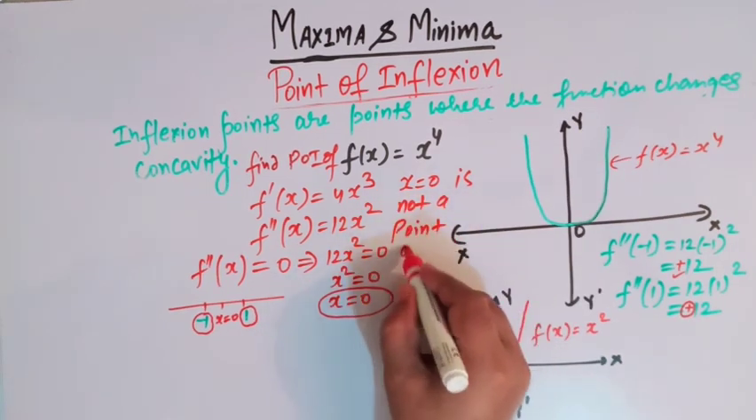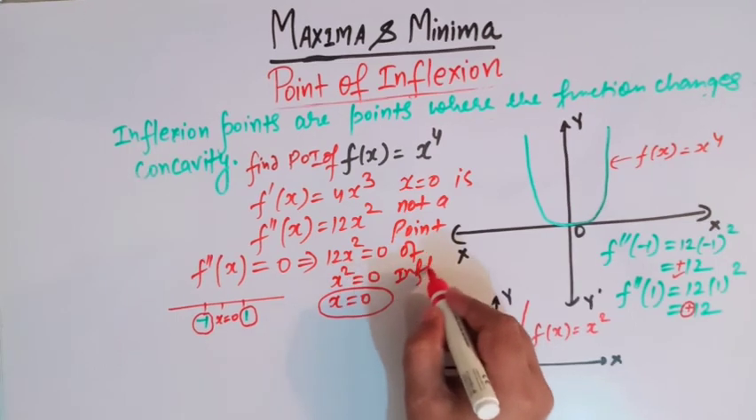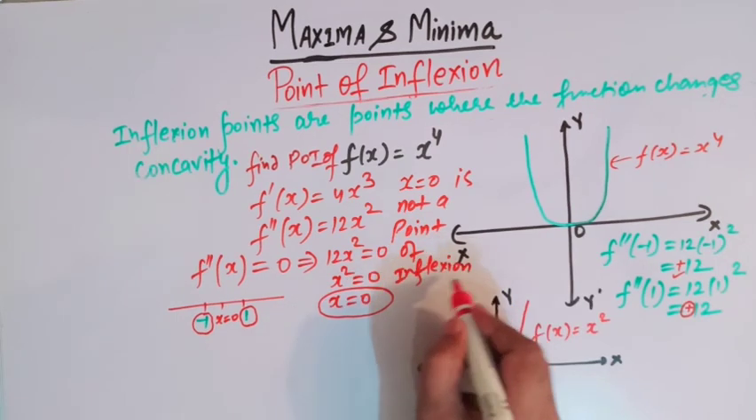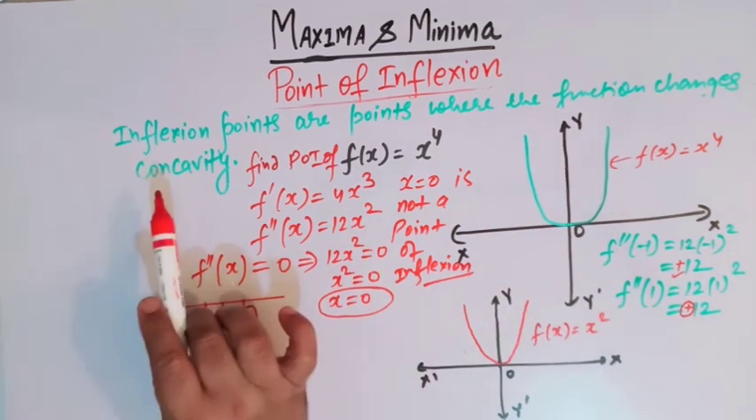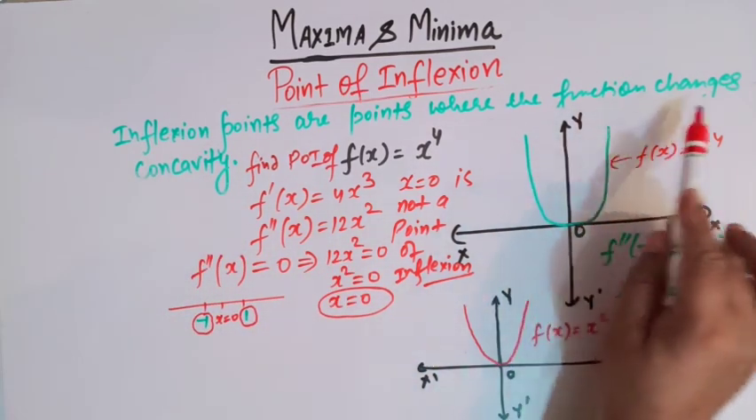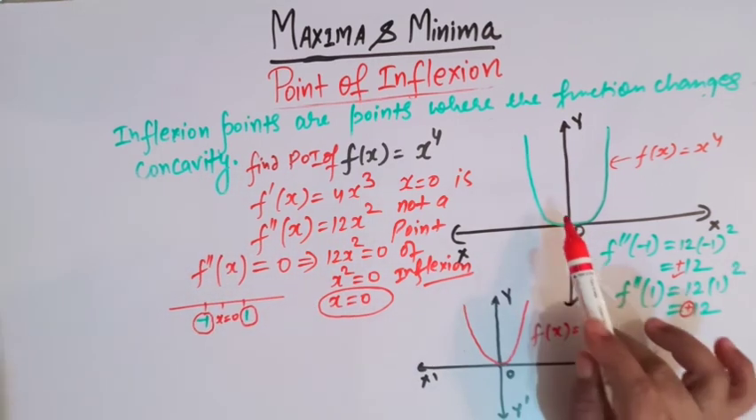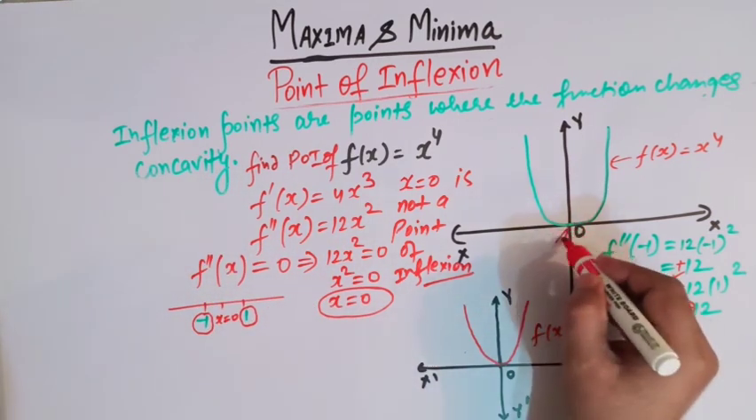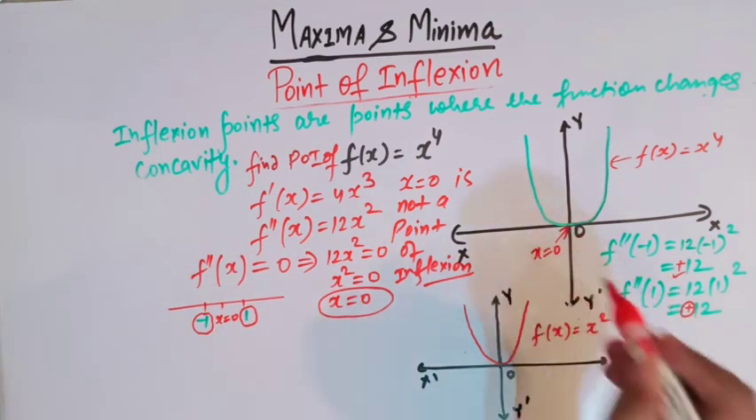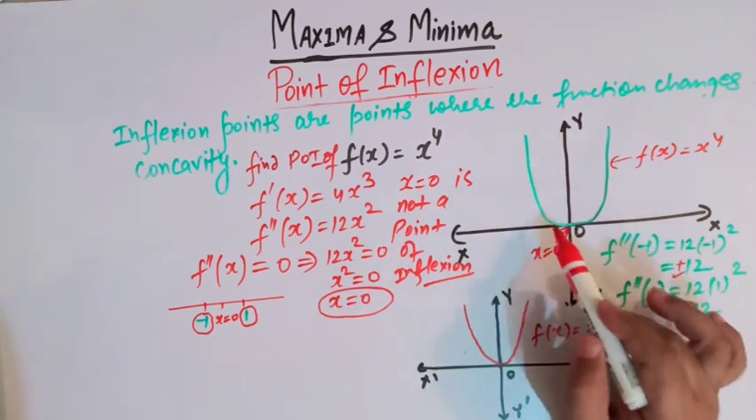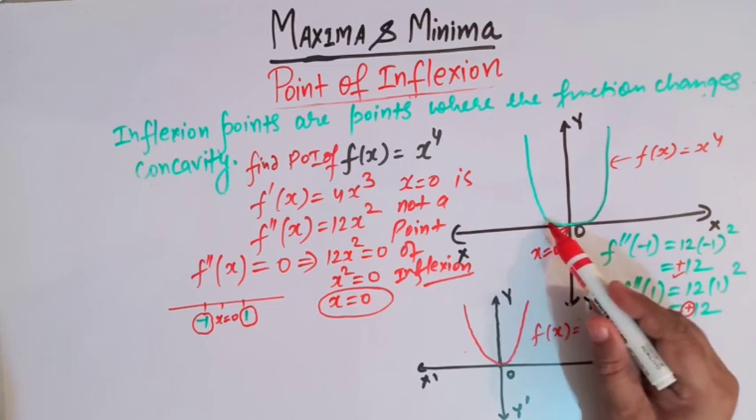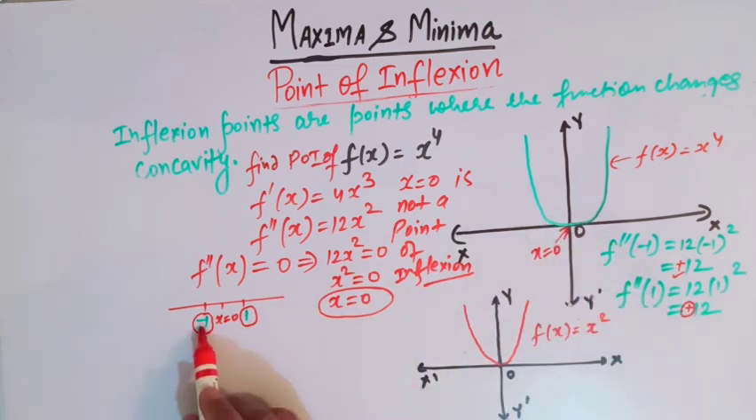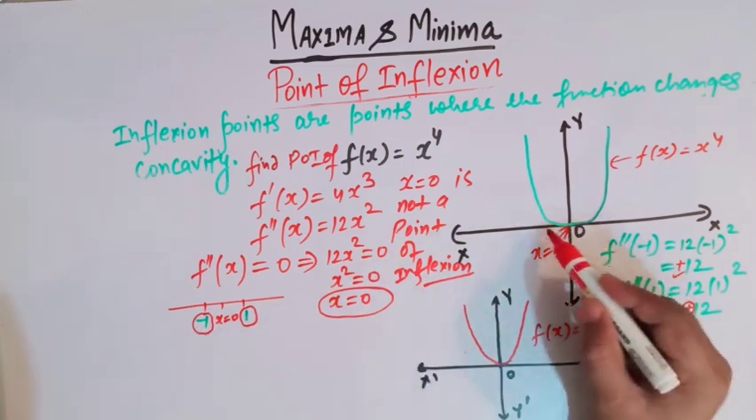Is not a point of inflection, and this is quite evident from the graph, because inflection points are points where the function changes concavity. Now here we see that this is the point x equal to 0, and we see that the concavity of the graph does not change when we move from -1 to 1, right?